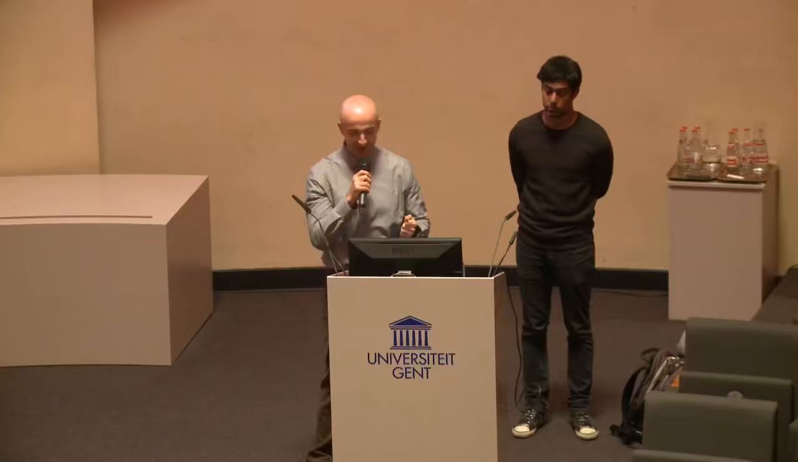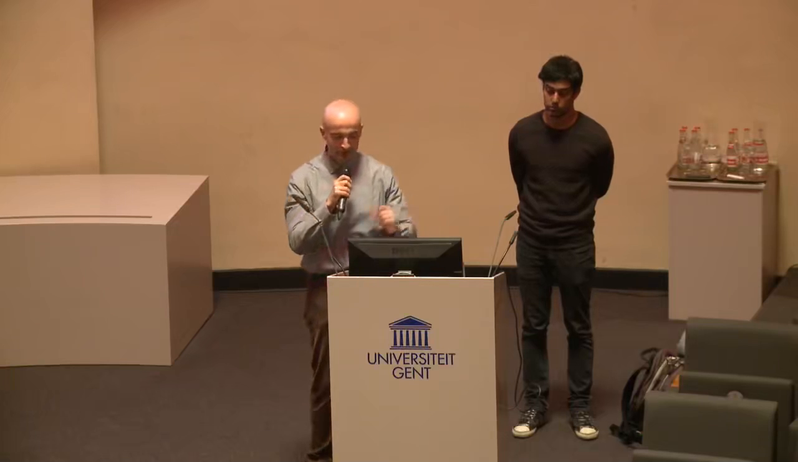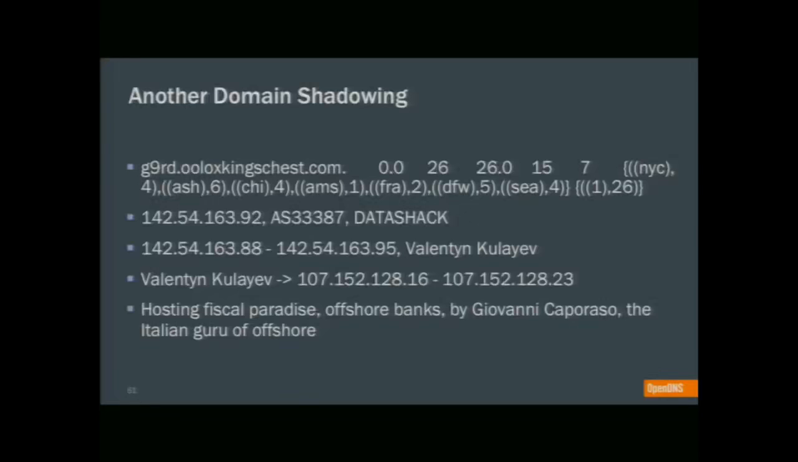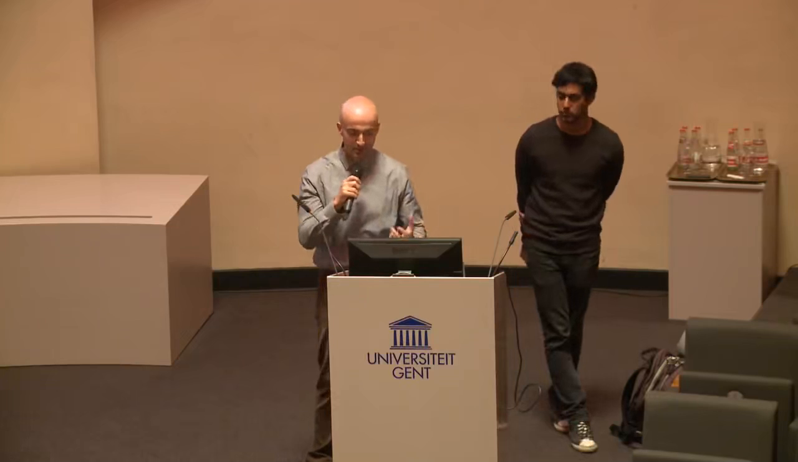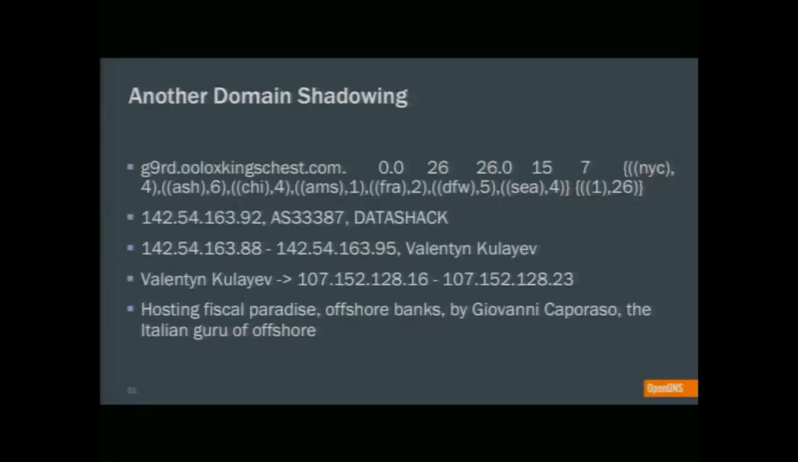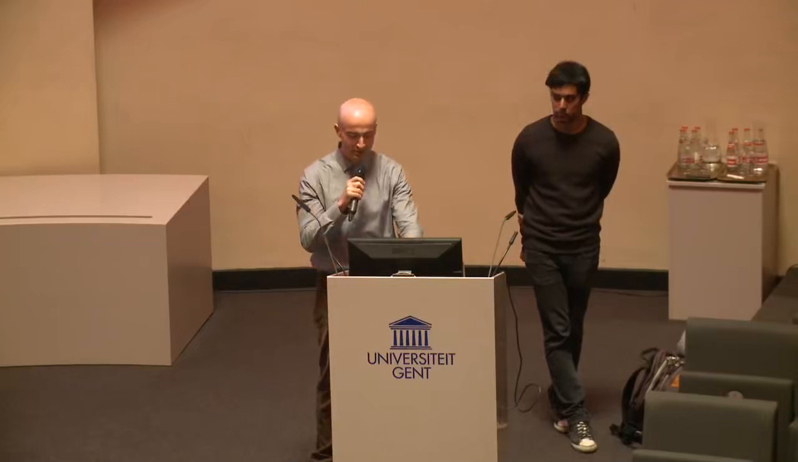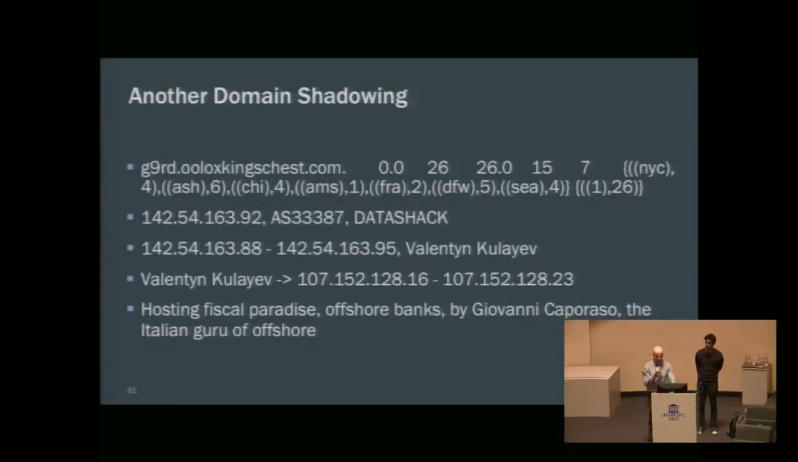Interestingly, and this is for the amusement part, all of those IPs were hosting a lot of domains by this fella called Giovanni Caporaso. He's what they call the Italian guru of offshore. He's offering a lot of advice on how to make business in fiscal paradise countries and make money in offshore banks. The Italian police are after him, but he's having fun in South America, delivering all of these blogs and books. He has a large number of electronic books for people to emigrate to countries and make a lot of money without paying any taxes. So that was the interesting side thing here.